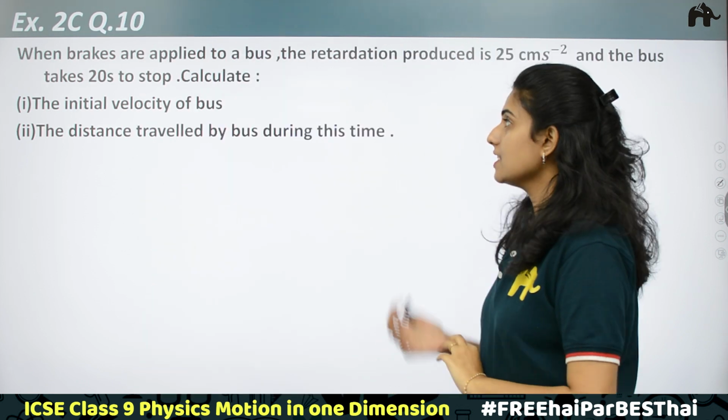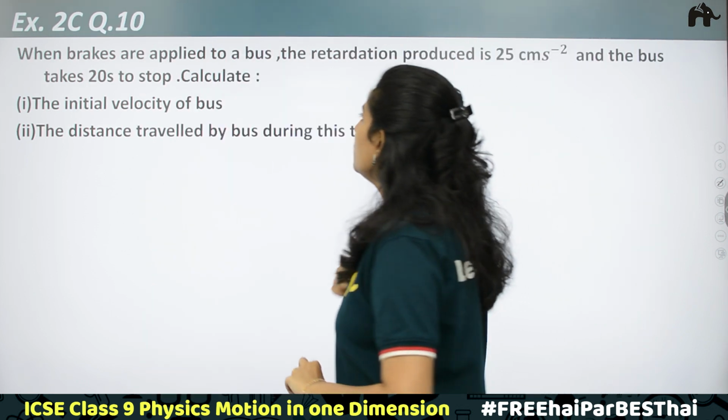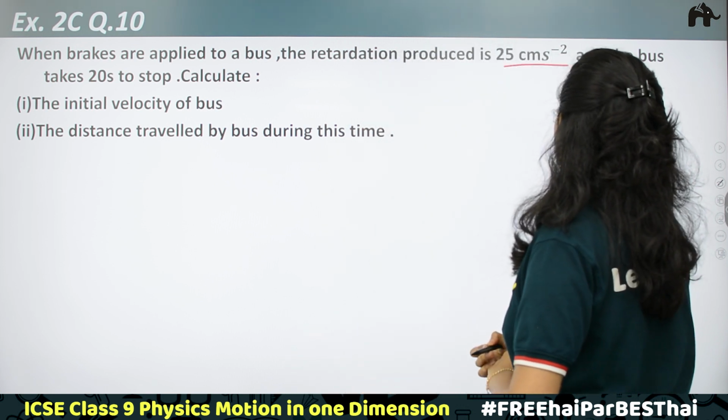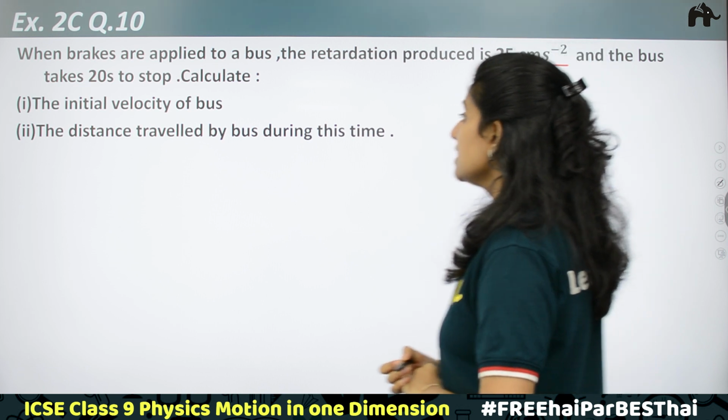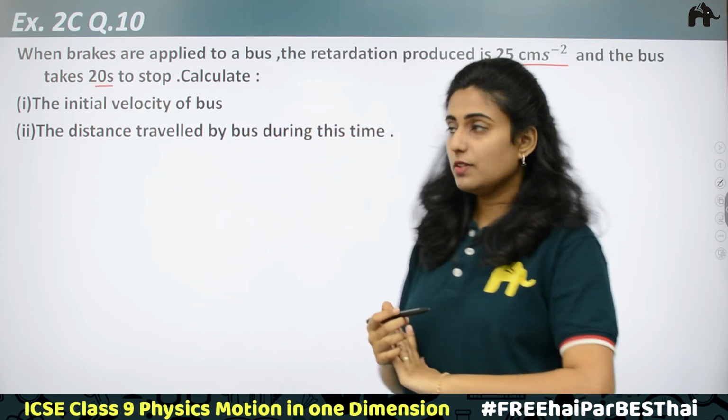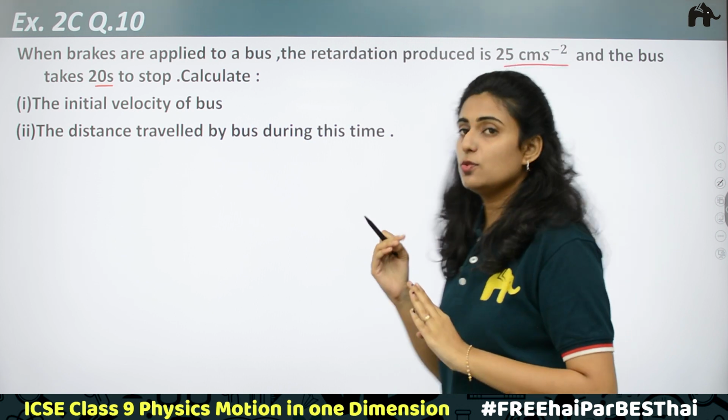Question 10 of exercise 2C. When brakes are applied to a bus, the retardation produced is 25 centimeter per second square and the bus takes 20 seconds to stop. Calculate the initial velocity of the bus and the distance travelled by bus during this time.